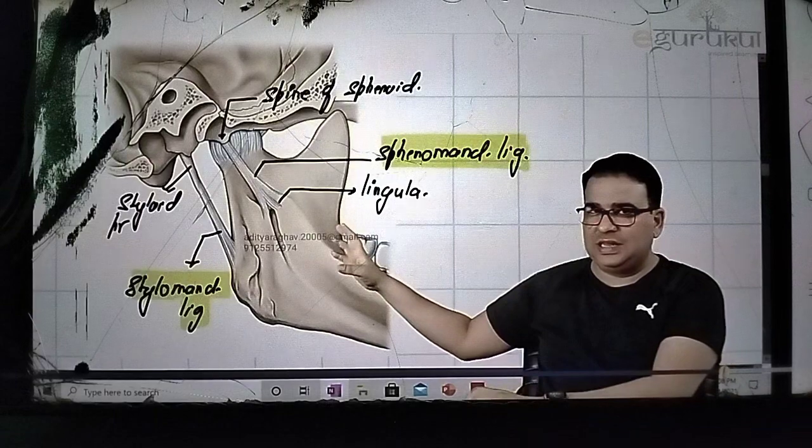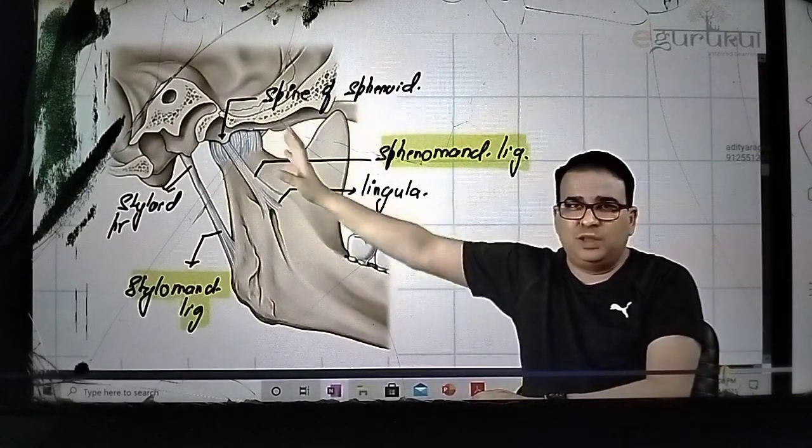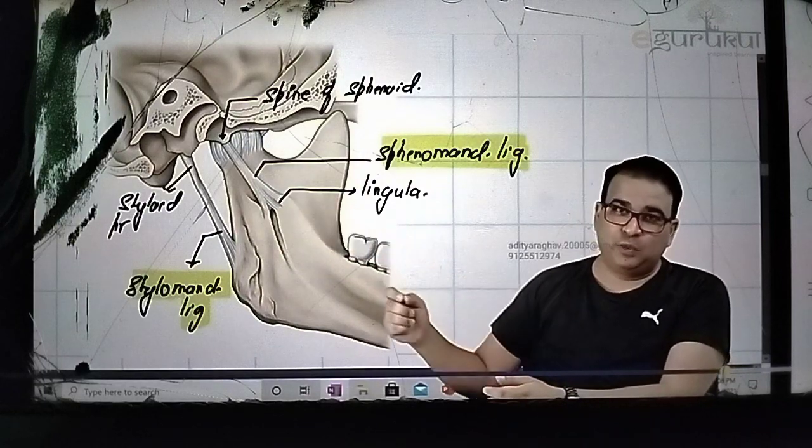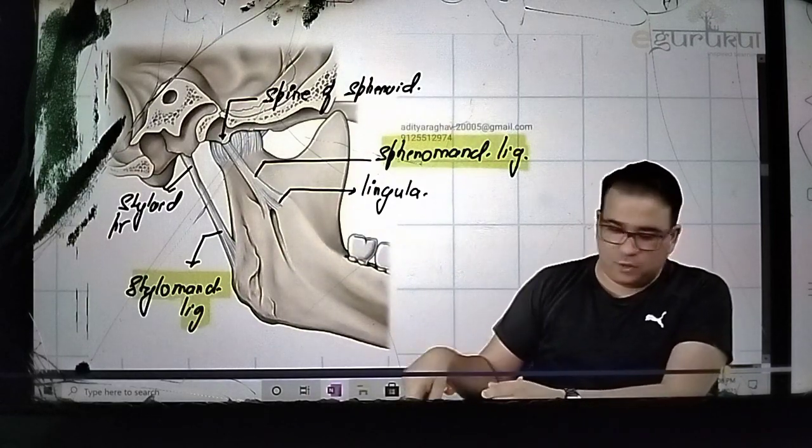Now what you see, both these ligaments are not in relation to TMJ. They are not supporting the capsule, they are not reinforcing the capsule, but still they are helping to hold the mandible. And that is why they are called a false support, because they are not in direct relation, so we call them the false support.